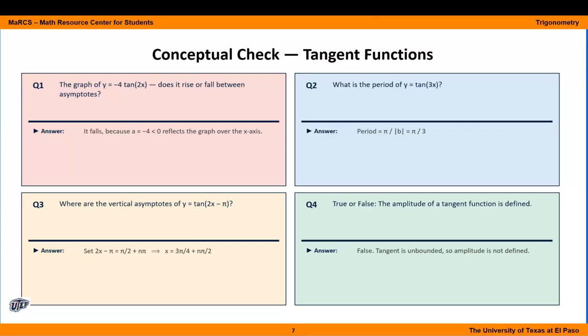Let's reinforce the structure of tangent graphs. The value of a controls direction. If a is positive, the graph rises from left to right, and if a is negative, the graph is reflected and falls instead. The value of b controls the period. A larger b compresses the graph horizontally, while a smaller b stretches it out. And unlike sine and cosine, tangent does not have an amplitude because it is unbounded. So when graphing tangent, we focus on asymptotes and shape rather than maximum and minimum values.